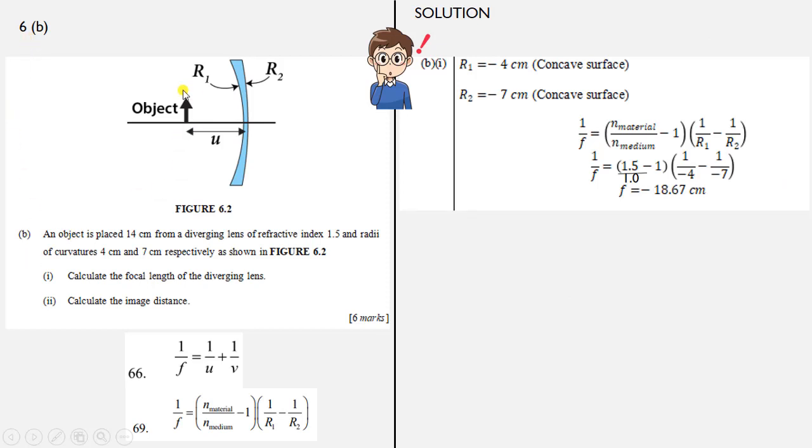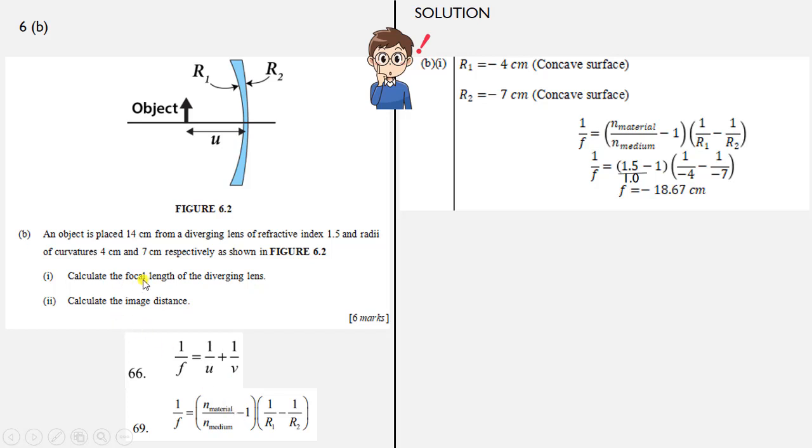We have an object. We place it 14 cm from a diverging lens of refractive index 1.5. So the refractive index of the material for the lens is 1.5. And this lens has radii of curvature 4 cm and 7 cm respectively. So we need to calculate the focal length of the diverging lens and the image distance. So these are the two equations we are going to use.